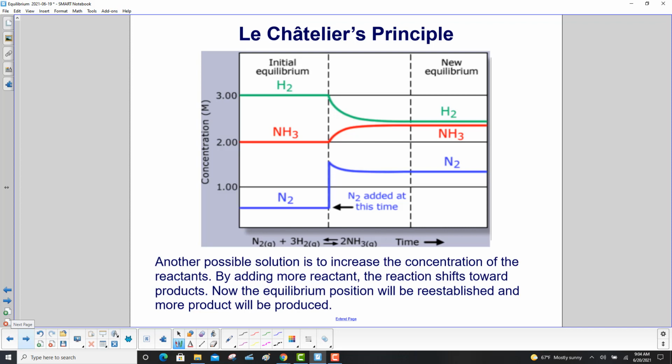Another possible solution is to increase the concentration of the reactants. By adding more reactant, the reaction shifts towards products. Now the equilibrium position will be reestablished and more product will be produced. So here's our concentration here. And what do we want? We want more product, which is the ammonia. And you can see how it's going up once the nitrogen was added. That shifted the equation to the right, so more ammonia gets produced, which is kind of the goal.